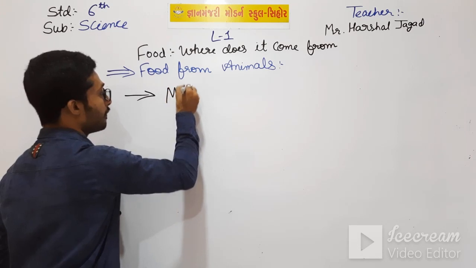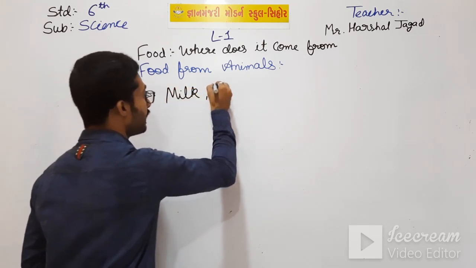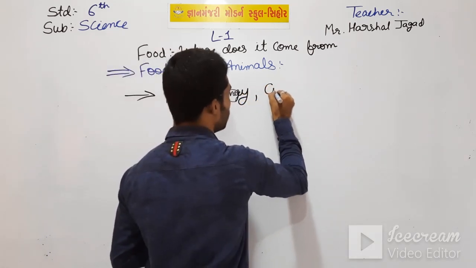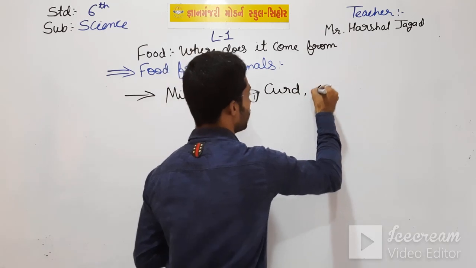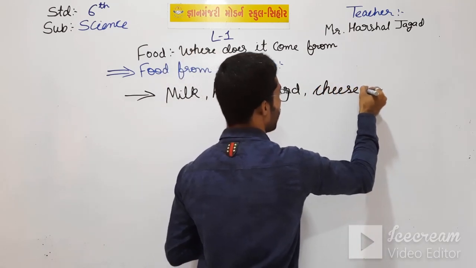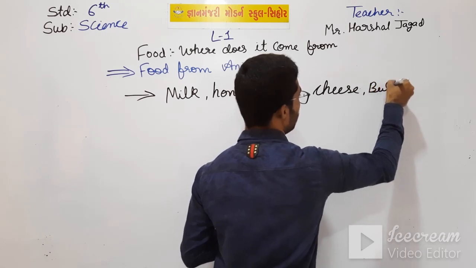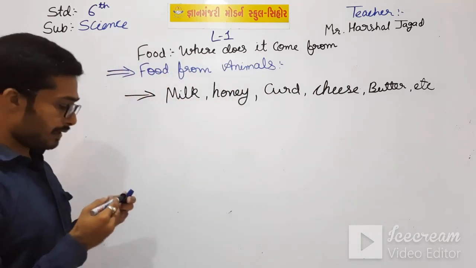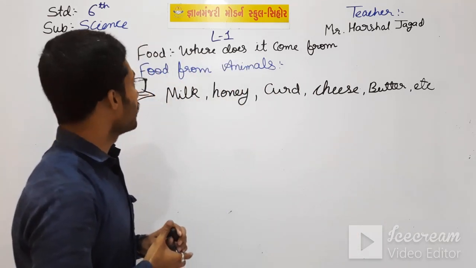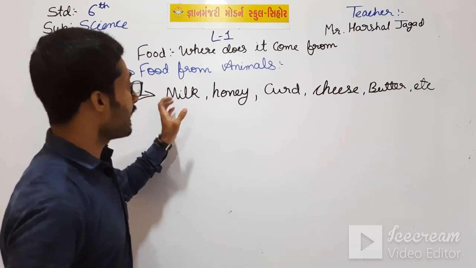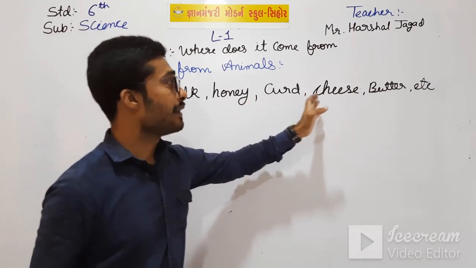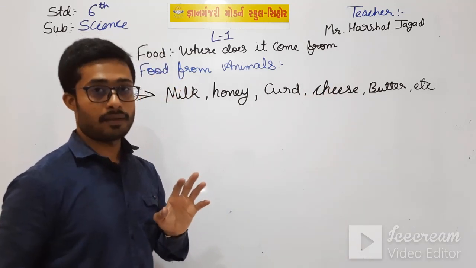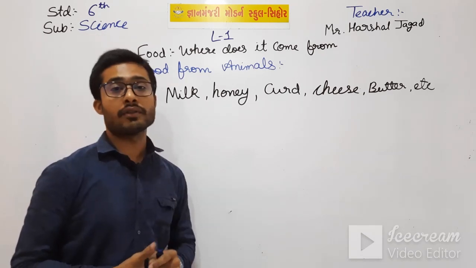Milk, honey, then curd, cheese, butter, etc. So these are the examples which we take from the animals, like milk, honey, curd, cheese, butter, etc. These do not harm the animal, okay, but we also consume some non-veg foods.